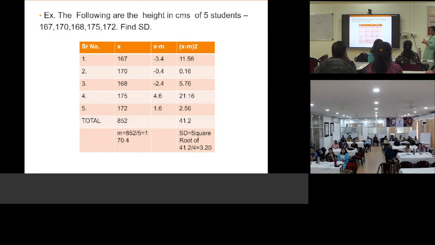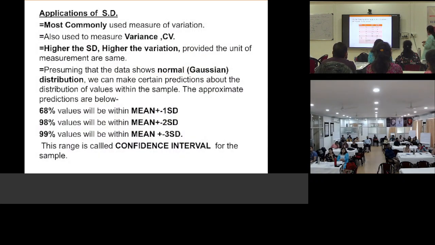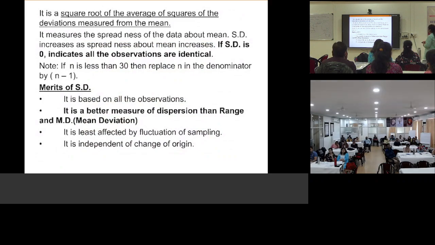You don't have to do this manually. You should just know the interpretation of the standard deviation and how the formula has come up, and software does it for you, even Excel does it for you. So standard deviation is the square root of the average of squares of the deviations from the mean, what I said just now.